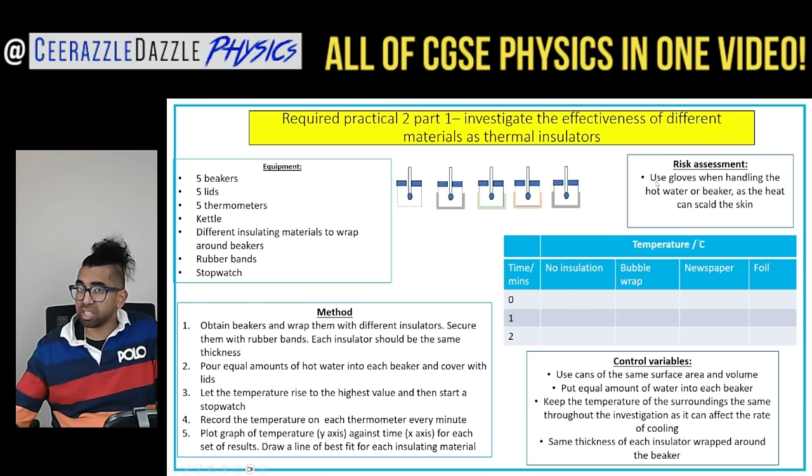Risk assessment for this: you must use gloves when handling the hot water or beaker as the heat can scald the skin. Control variables: you can use beakers of the same surface area, so you have to use them, obviously. Put equal amounts of water into each beaker. Obviously, if you put more hot water into one, it wouldn't make it a fair test. Keep the temperature of the surroundings the same. If you change the temperature of the surroundings, it would change the rate of cooling. Also, you must keep the same thickness of each insulator. So obviously, you can't have one insulation like twice the thickness as another.